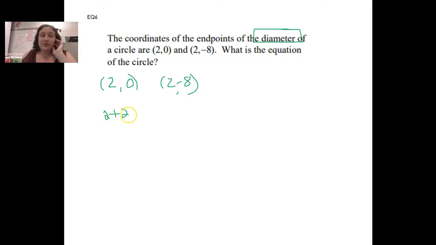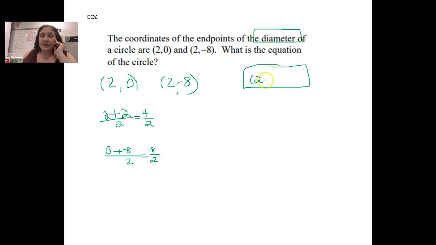So I've got 2 plus 2, which is 4, divided by 2, which is 2. So I know my real center is going to be at positive 2. And now we're going to do the same thing for the y's. 0 plus -8 divided by 2. That's going to give you -8 divided by 2, which is going to give you -4.